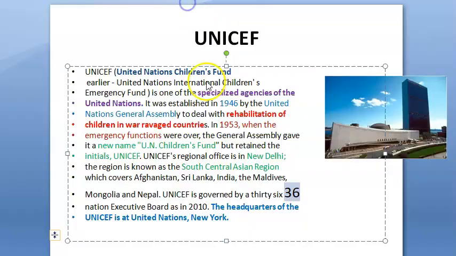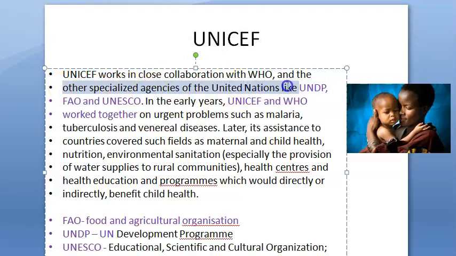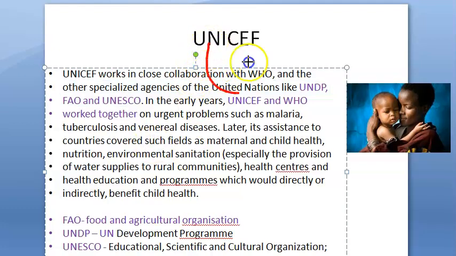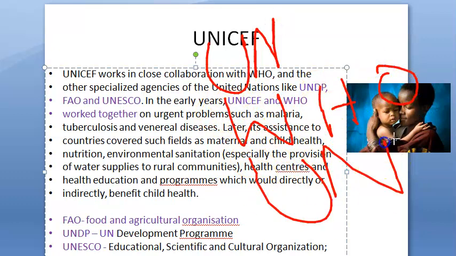We are done with just this first line and looking at the website. We have lots more. Look at this. Basically, UNICEF works in close collaboration with WHO, and it also works with other specialized agencies of the United Nations like UNDP, FAO, and UNESCO. Under the United Nations you have so many specialized agencies. You saw WHO, now you're seeing UNICEF.